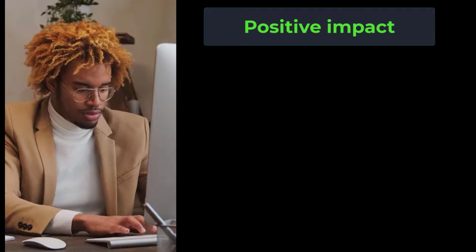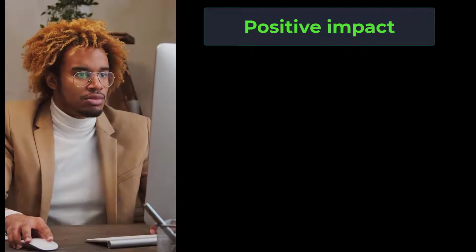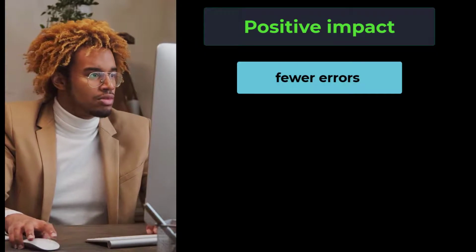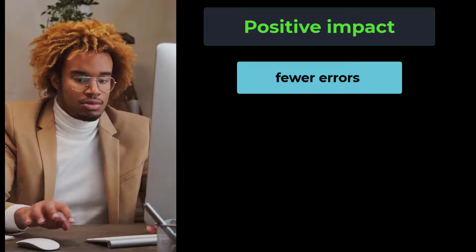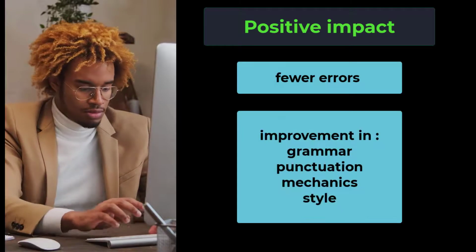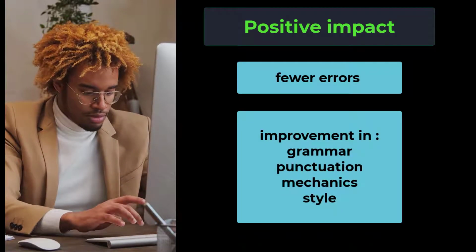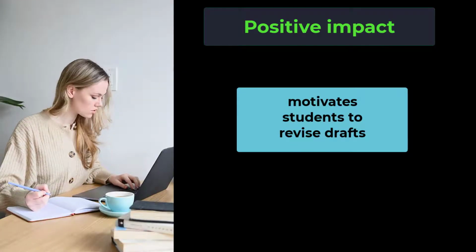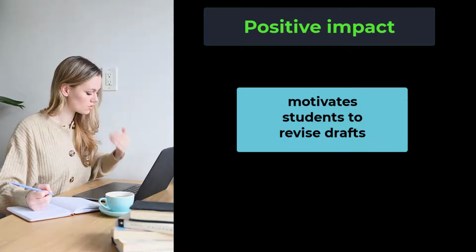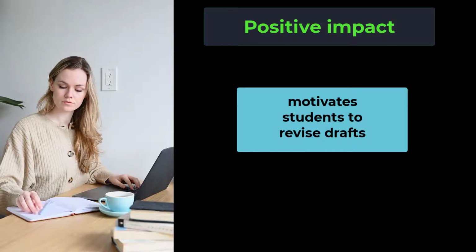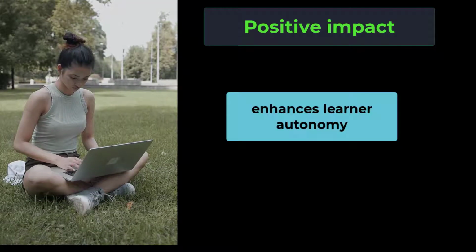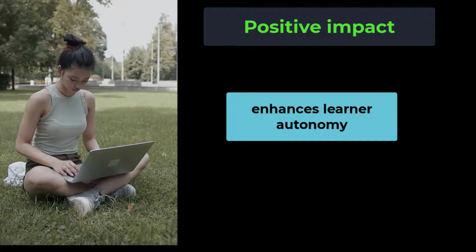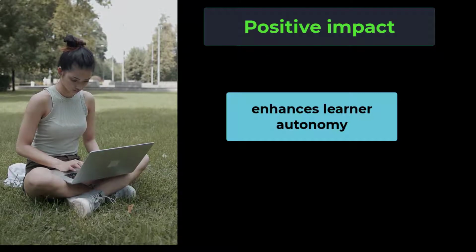When it comes to accuracy, many studies reveal that students make fewer errors after receiving immediate feedback provided by the AWE tools. They help students improve their grammar, punctuation, mechanics, and style. They are also instrumental in motivating students to partake in the recursive process of drafting and revising. AWE tools can potentially enhance learners' autonomy by providing synchronous feedback.